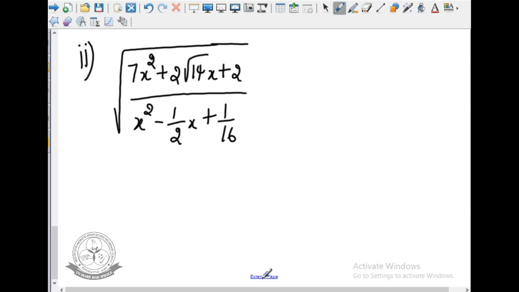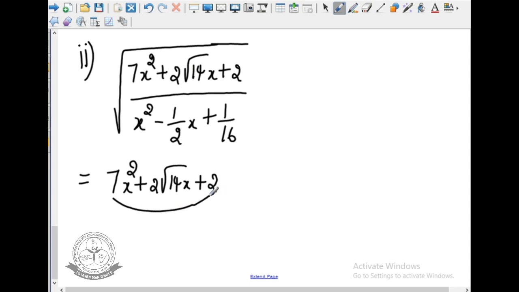So here you are having two types of expressions, right. For this I am going to take one by one. First I should take 7x square plus 2 square root of 14x plus 2. As I told you earlier, if I am having any coefficient in the x squared value, how can I do it? The multiplication term is 14, the additional term is 2 root 14.